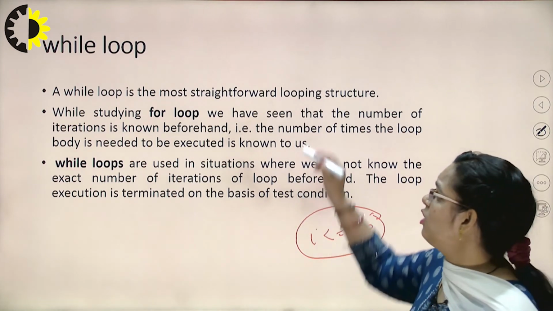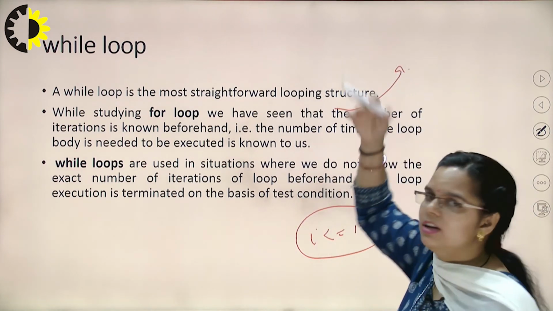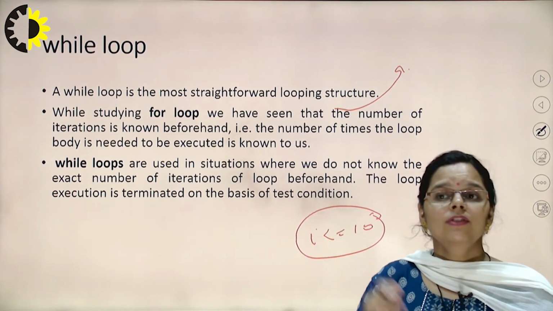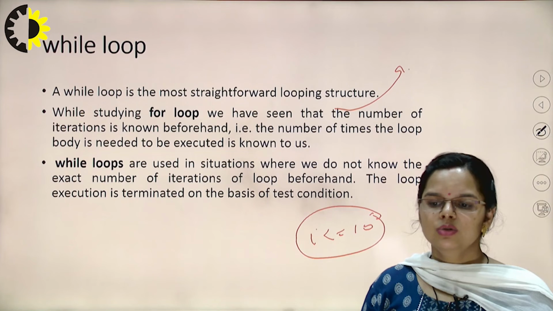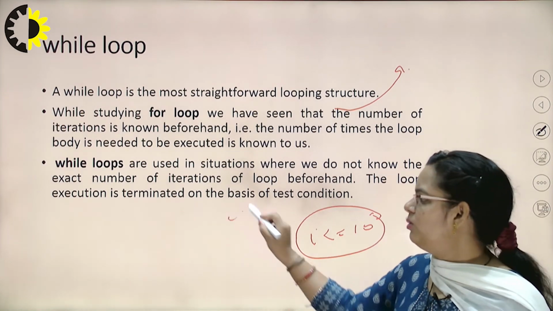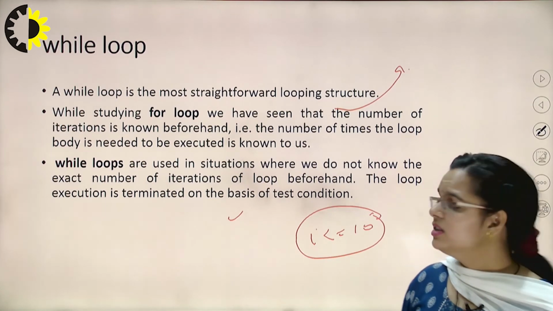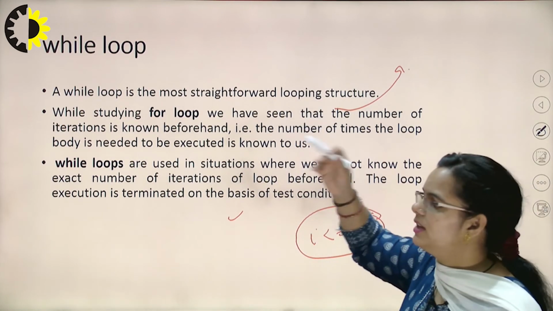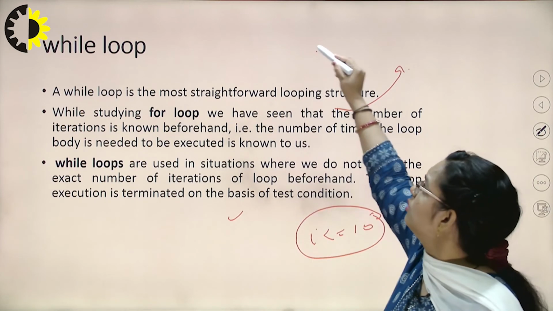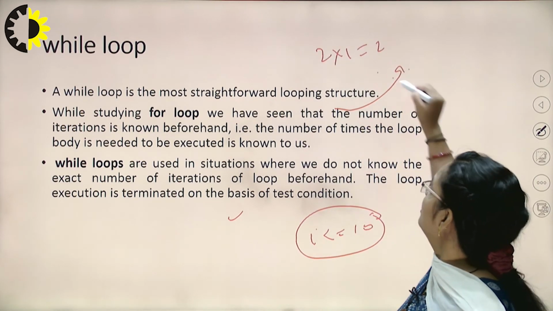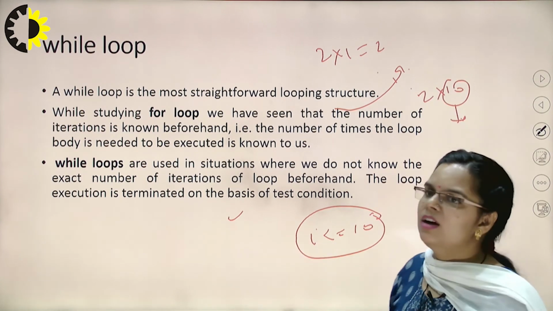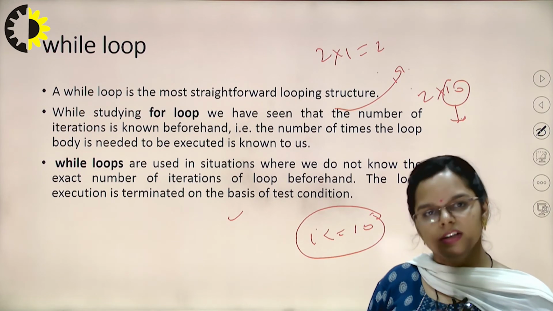Let us say, in a for loop, if we are required to print a table, then we can use a for loop. But if we need to find the sum of digits of a number, then a while loop should be preferred. Because here, for the table, we know that it should be printed 10 times: 2 times 1 equals 2, till 10. So we know the limit.